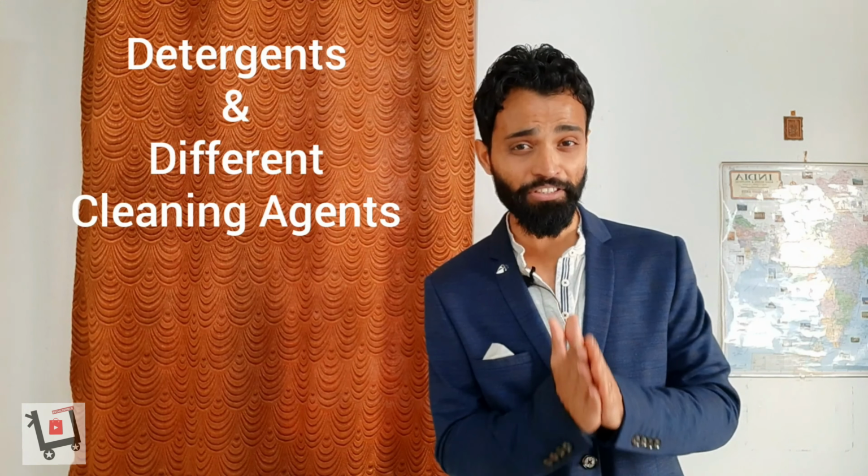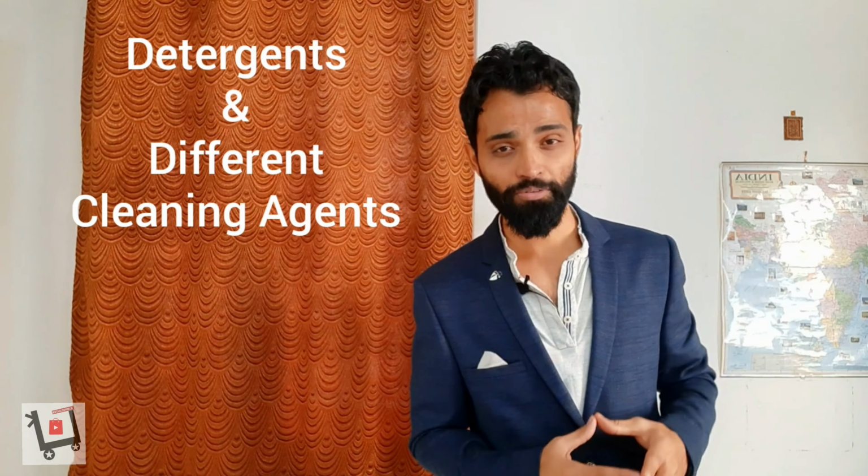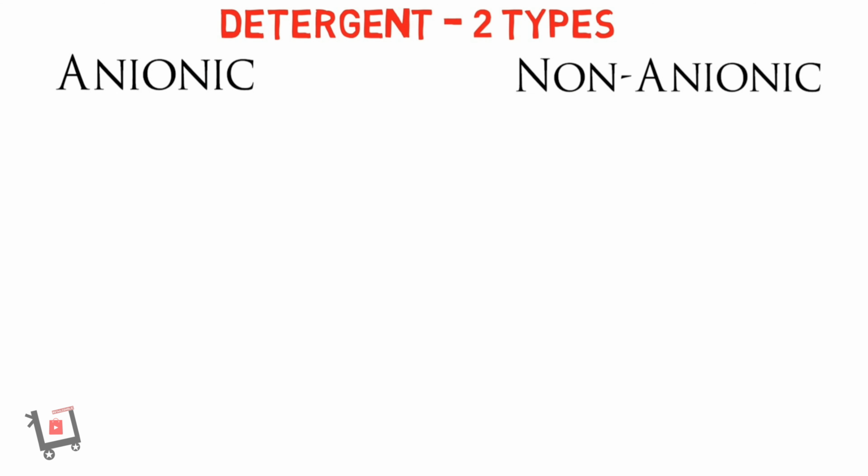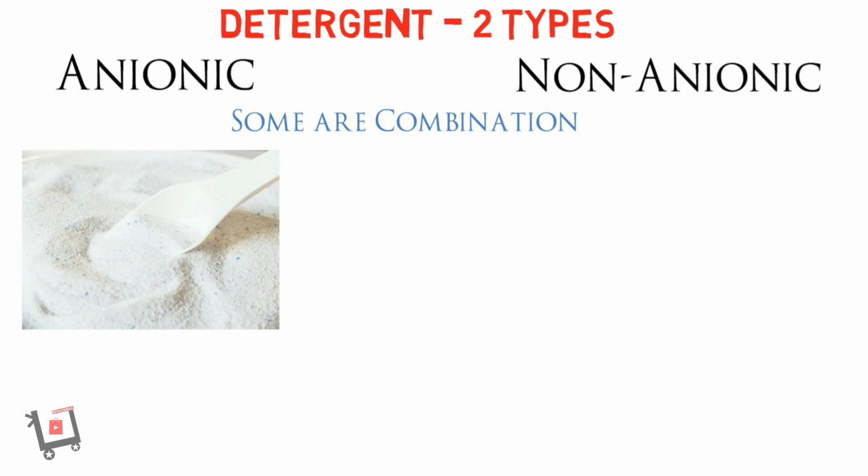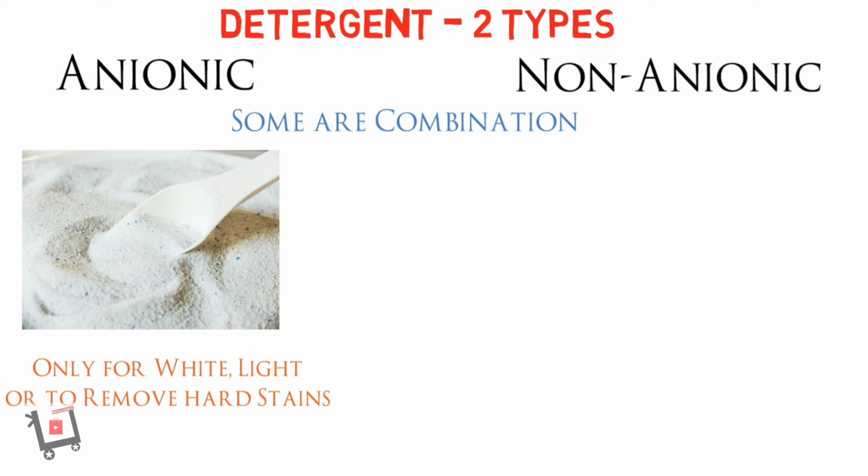Now, let's understand more about detergents. If we see, basically there are two types of detergents: anionic and non-anionic. Some are combinations which produce sufficient foam. Mostly the powder form detergents are anionic. They are good for natural types of fabric like cotton, linen, but only if these are white, light, or if you want to remove hard stains and clay.